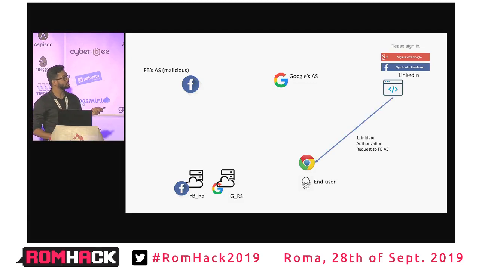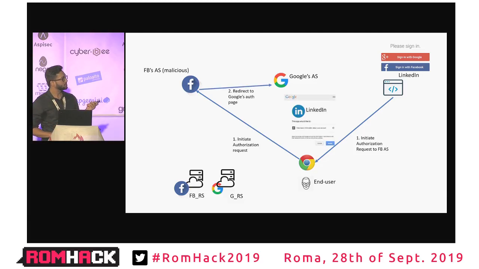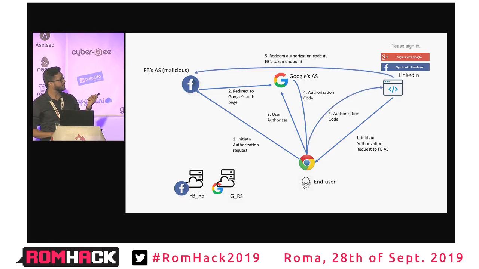So the end user goes ahead and clicks on Facebook. The authorization request is generated to Facebook's auth server. And once the authorization request reaches Facebook, Facebook can redirect the end user to Google's authorization server page. And the end user ends up watching Google's authorization server page instead of Facebook's auth server page. And if this step is missed by the end user and he doesn't notice this change and grants the access, then the authorization code will be sent back to LinkedIn, and LinkedIn will try to redeem this auth code at Facebook's endpoint.